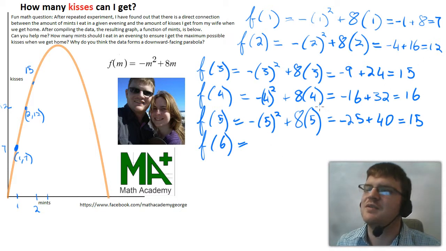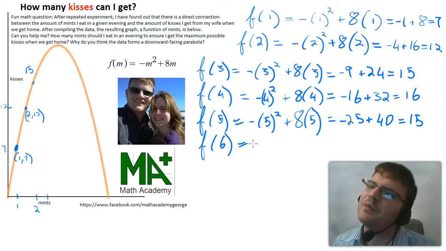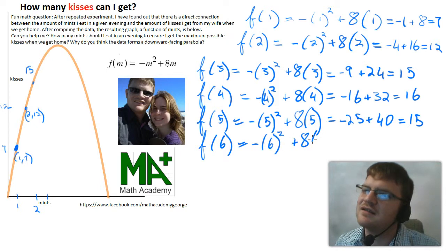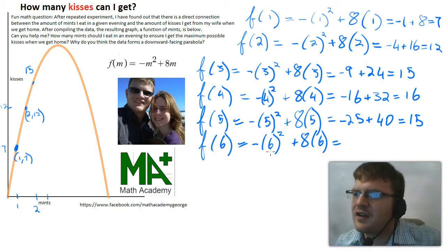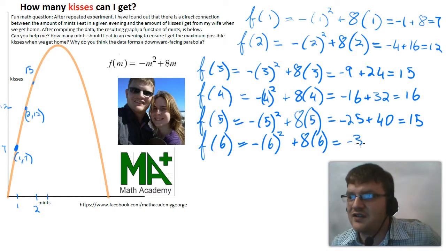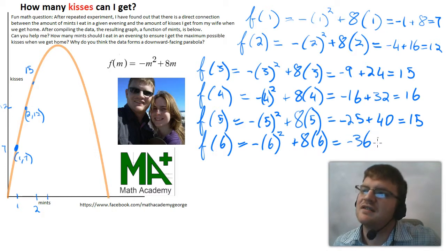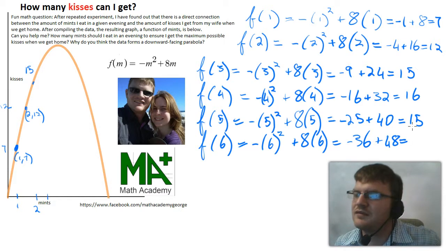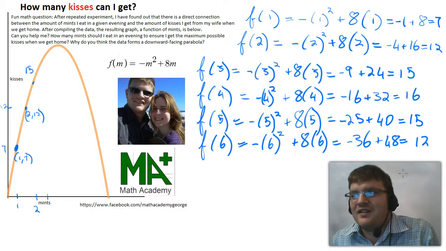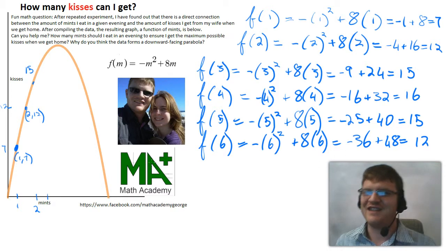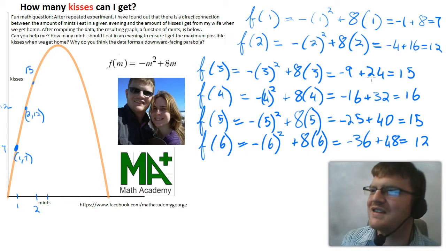Let's quickly see a function of 6. Negative 6 squared plus 8 times 6. Okay, 6 squared is 36, so negative 36. 8 times 6 is 48. Okay, 48 minus 36 is 12. Can you believe it? Okay, so now we can see our graph here.